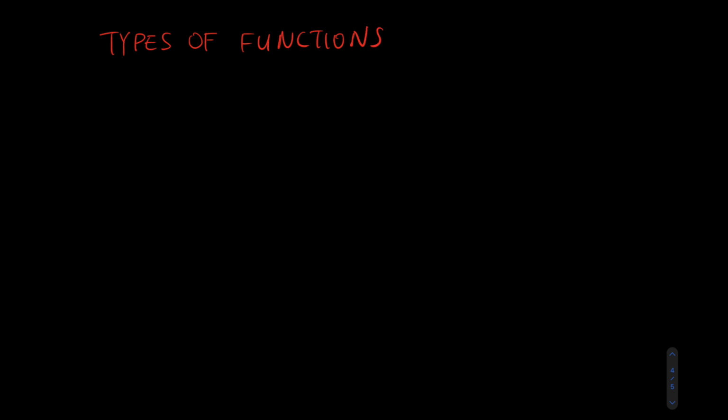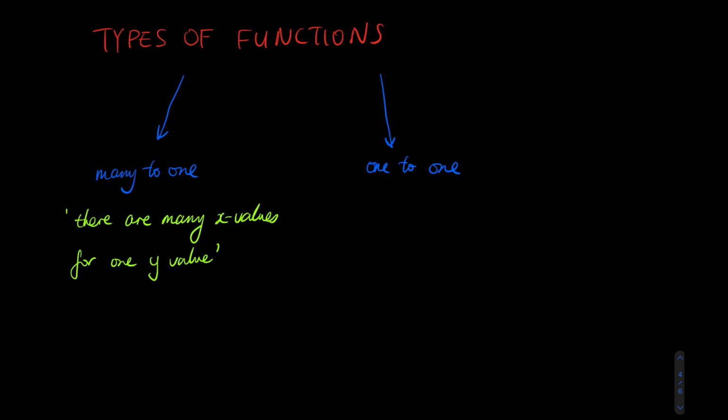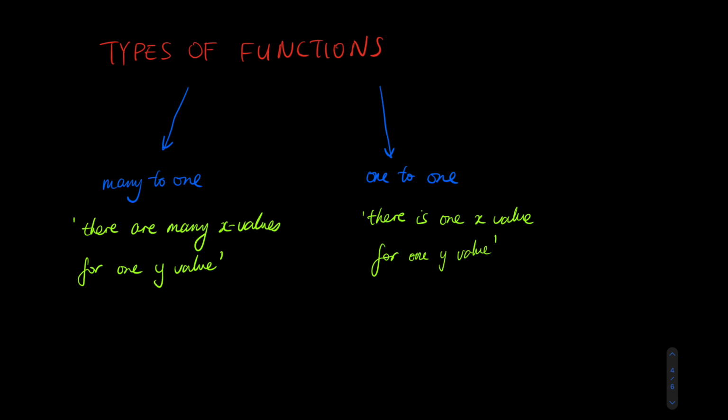As I said at the start of the video, it's much easier to think of what a function isn't to begin with, but you do need to know the types of functions because they're useful later on for things like inverses. So the 2 types are many-to-one functions and one-to-one functions. Now the way of understanding the phrase many-to-one and one-to-one is like this. Many-to-one means that there are many x values for one y value, and one-to-one means for every x value there is only one y value, and vice versa.